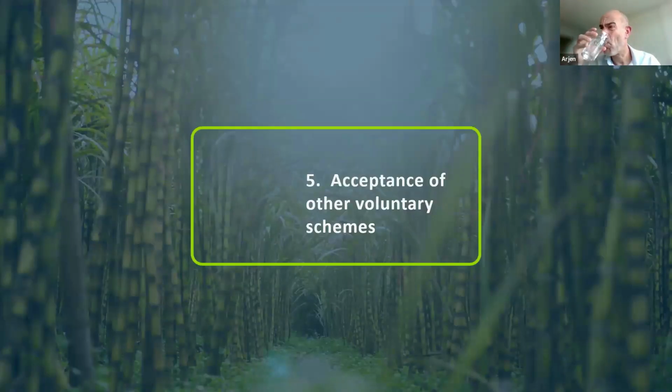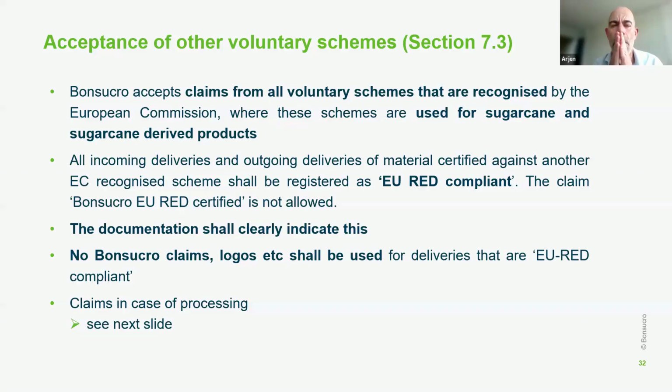Then, an important new element in the new version of the Bonsucro EU-RED standard is the acceptance of other voluntary schemes. In the new version of the standard, it says that Bonsucro accepts claims from all voluntary schemes that are recognized by the European Commission, where these schemes are used for sugarcane and sugarcane-derived products. This is not necessarily something which Bonsucro wanted to include in its standard, but it's something which the European Commission required all voluntary schemes to include in their standard.